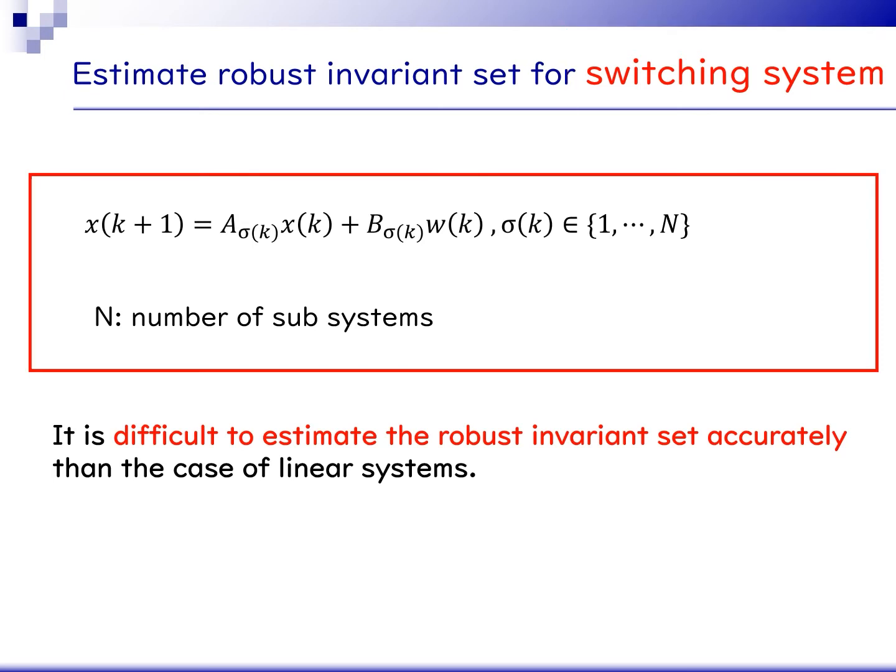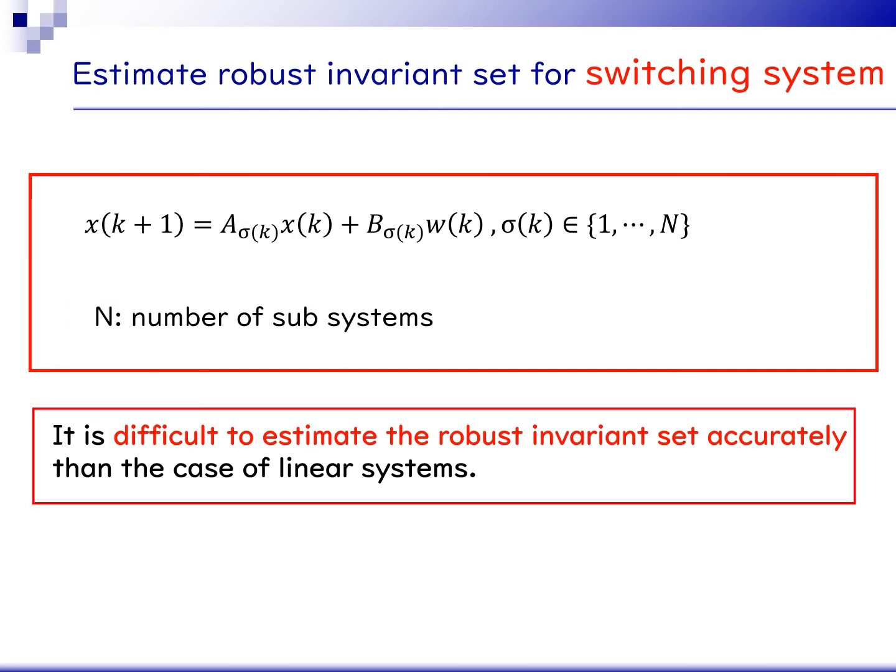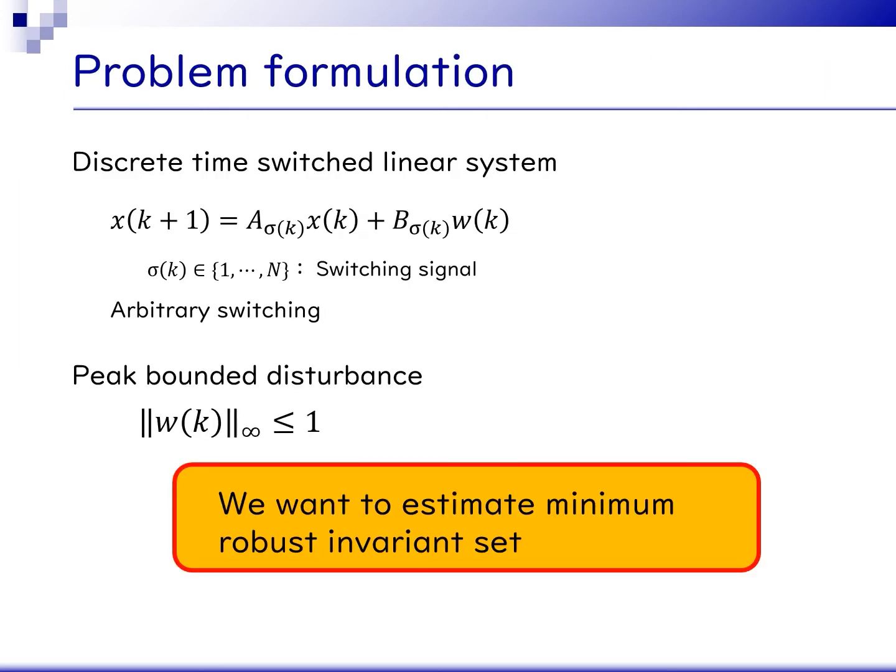We consider n number of subsystems for a linear system. It is more difficult to estimate the robust invariant set accurately than in the case of linear systems. In the paper, a discrete time switched linear system is considered. Sigma is the switching signal and we consider arbitrary switching. The disturbance is peak bounded disturbance. Then we want to estimate the minimum robust invariant set for this framework.